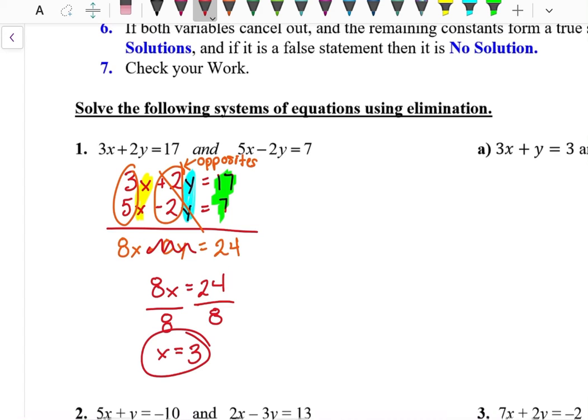Now that I know what x is, I need to plug x back into one of these two equations. So I'm going to just pick one. I'm going to pick this one. It doesn't matter which one you pick, you'll get the same answer either way.